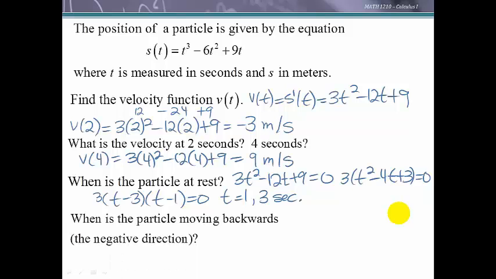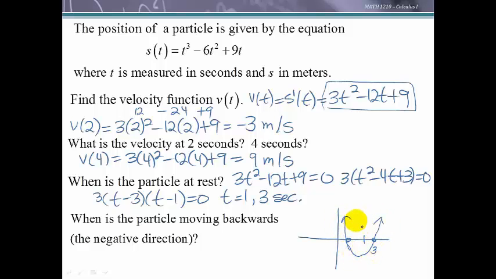When is the particle moving backwards? So the negative direction, or going off to the left. Well, if I'm looking at my velocity function, the graph is going to be a parabola that opens up. So I'm going to do a quick sketch to answer this question. I just found the intercepts of this parabola. They were 1 and 3. And so I could do a quick sketch of this parabola.